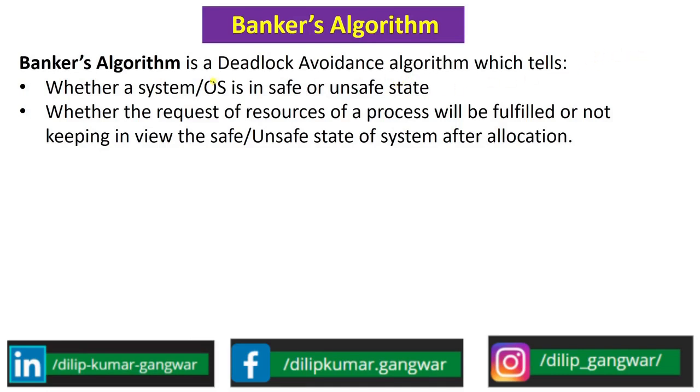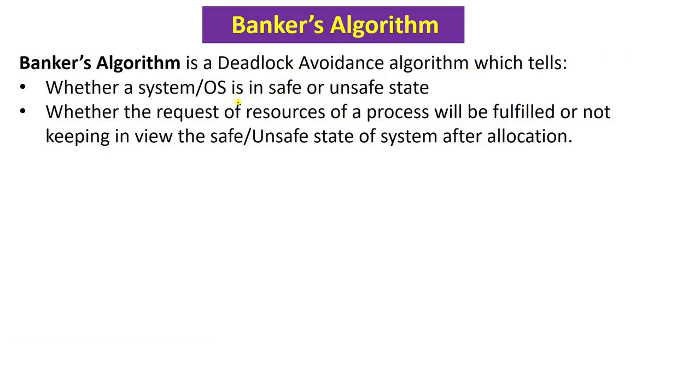also here. So this banker's algorithm, which is a deadlock avoidance algorithm, tells whether a given system, or the OS, in its current state is in a safe state or not. Okay, and it also tells if a particular process asks for some resources from the operating system, whether the operating system will fulfill the request of that particular process or not. So these two things are told by the banker's algorithm.